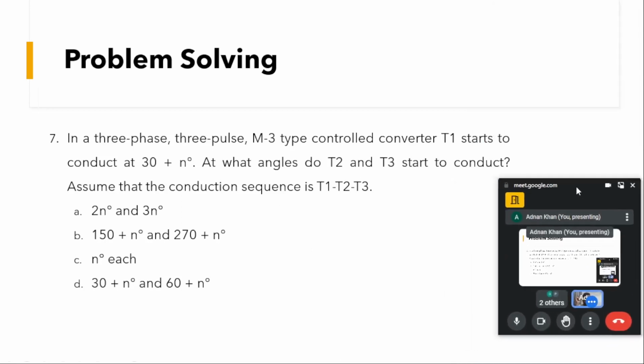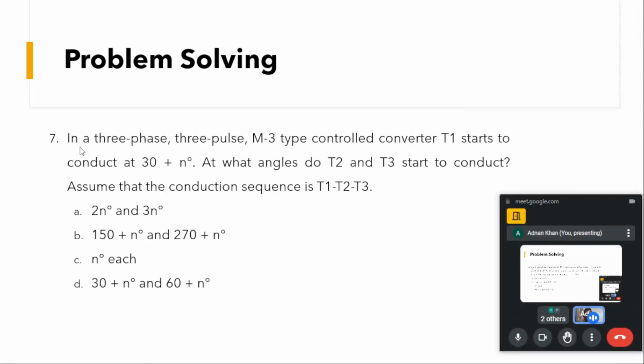Now coming to the seventh question. In a three-phase, three-pulse M3 type controlled converter, T1 starts to conduct at 30 degrees plus alpha n. At what angles do T2 and T3 start to conduct? Assume that the conduction sequence is T1, T2 and T3.